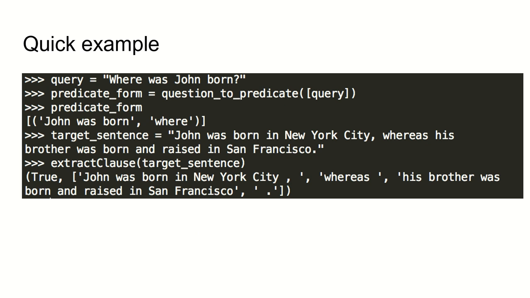First, we change the question to predicate form and identify its question type. Then we find the target sentence with the highest similarity score and transform it into a new list with all the clauses. Then we sort the clauses by their similarity to the question and loop through the sorted list until we find a matching answer, which in this case is New York City because it has a location tag.